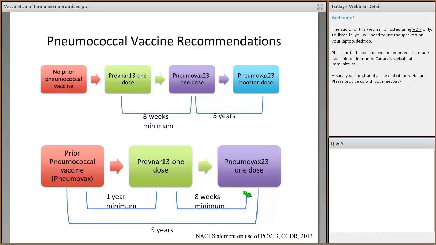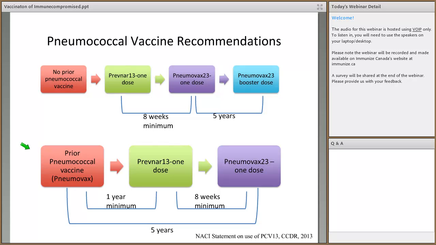So what are the pneumococcal vaccine recommendations in Canada for immunocompromised adults? You'll encounter two situations. There will be persons with no prior pneumococcal vaccine. For those persons, they require 1 dose of Prevnar 13, followed by 1 dose of Pneumovax, or the polysaccharide vaccine, with an interval of 8 weeks, and this is a minimum interval. Then 5 years later, they should receive a booster dose of the Pneumovax.